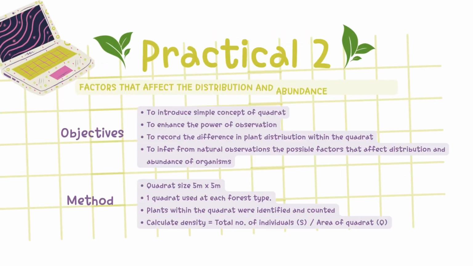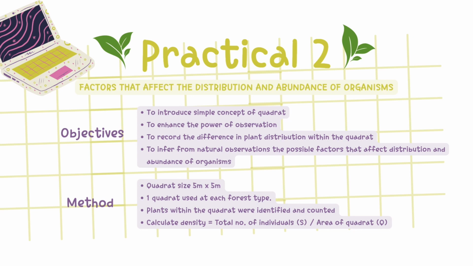Now let's look at Practical 2, which is about factors that affect the distribution and abundance of organisms. The objectives are to introduce the simple concept of quadrat, to enhance the power of observation, to record the difference in plant distribution within the quadrat, and to infer from natural observations the possible factors that affect distribution and abundance of organisms. To conduct this practical, we need a quadrat size 5 meter times 5 meter.